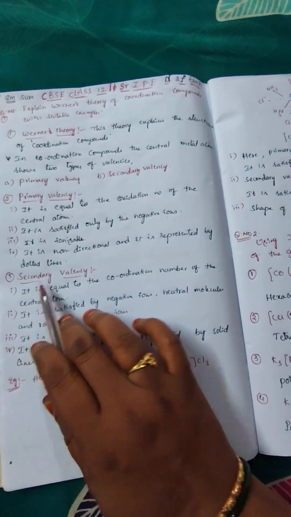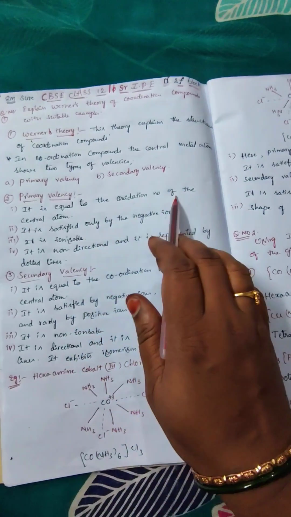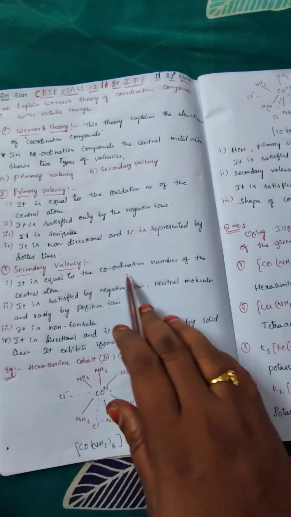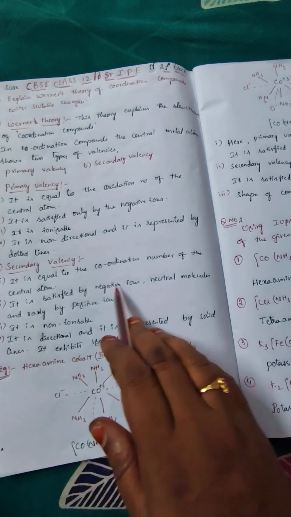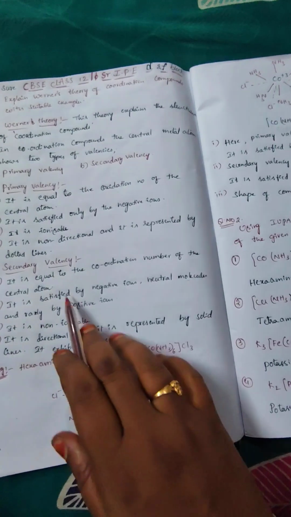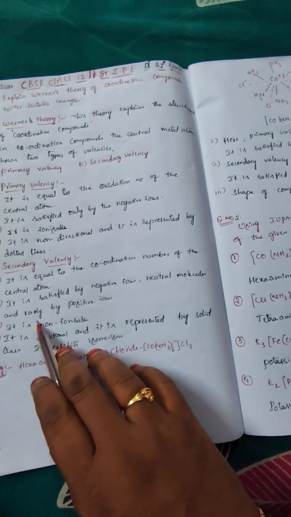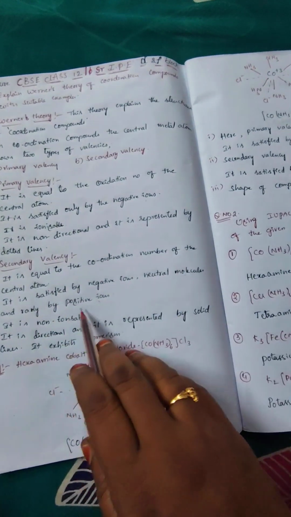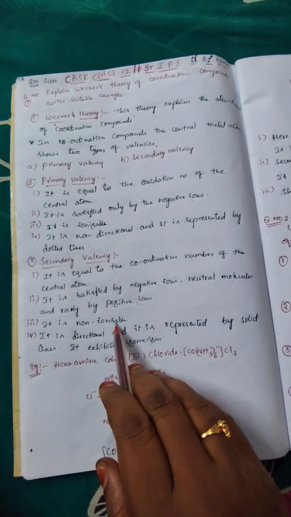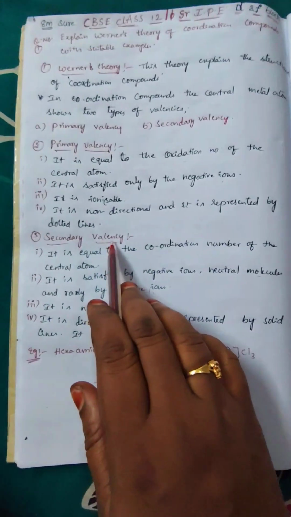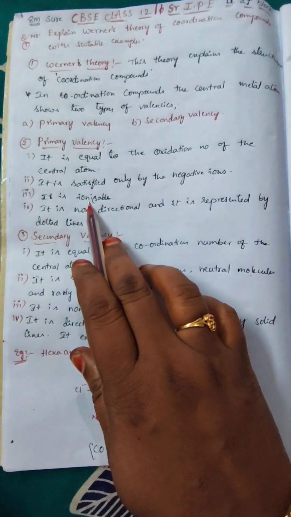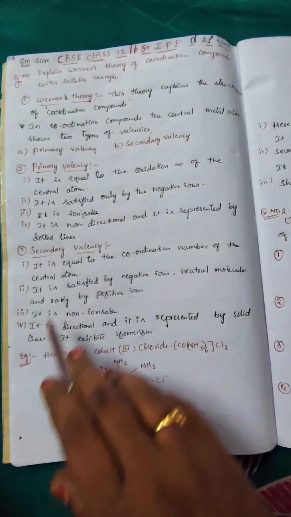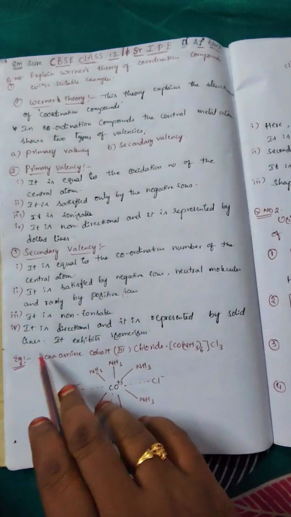And the second thing is secondary valency. Primary valency equals the oxidation number, and secondary valency is equal to the coordination number of the central atom. It is satisfied by negative ions, neutral molecules and sometimes by positive ions, whereas primary valency is satisfied only by negative ions. Secondary valency is non-ionizable, but primary valency is ionizable. Secondary valency is directional. Primary valency is represented by dotted lines, whereas secondary valency is represented by solid lines.